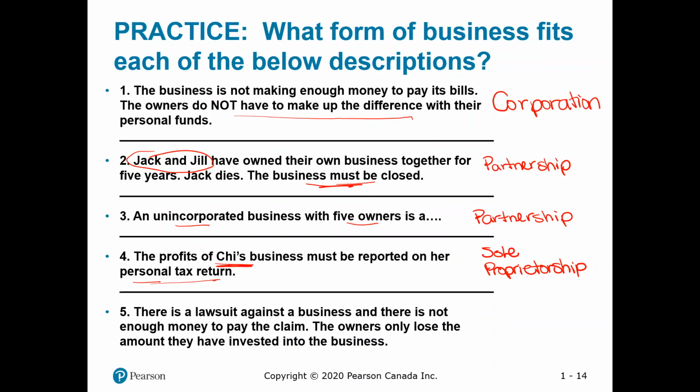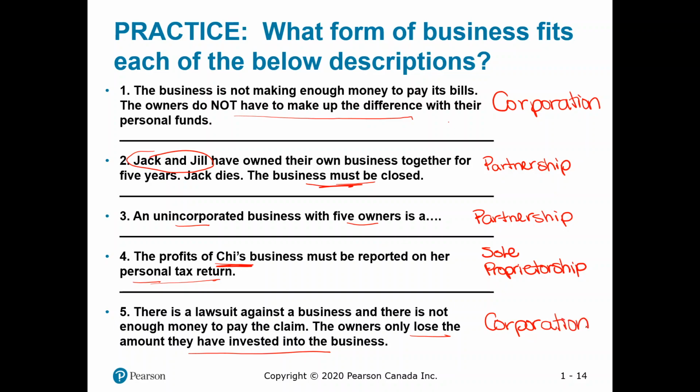Number 5, there's a lawsuit against a business and there is not enough money to pay the claim. The owners only lose the amount they've invested into the business. So by saying this, the owners only lose what they've invested in the business. That means they are not personally liable. So this is like the first one. This is a corporation.